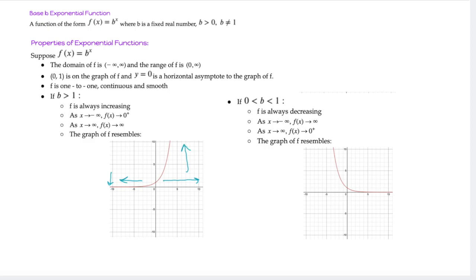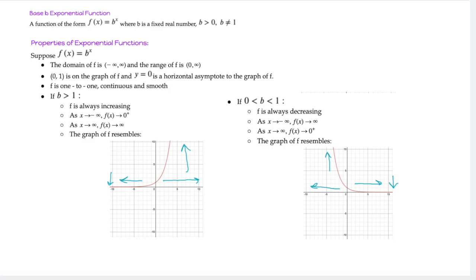If the value of our base is a fraction between 0 and 1, our graph will always be decreasing. So as our x values move to negative infinity, our y values move to positive infinity. As x is approaching positive infinity, this time our graph is approaching the horizontal asymptote of 0 from the top side, and will look something similar to this.